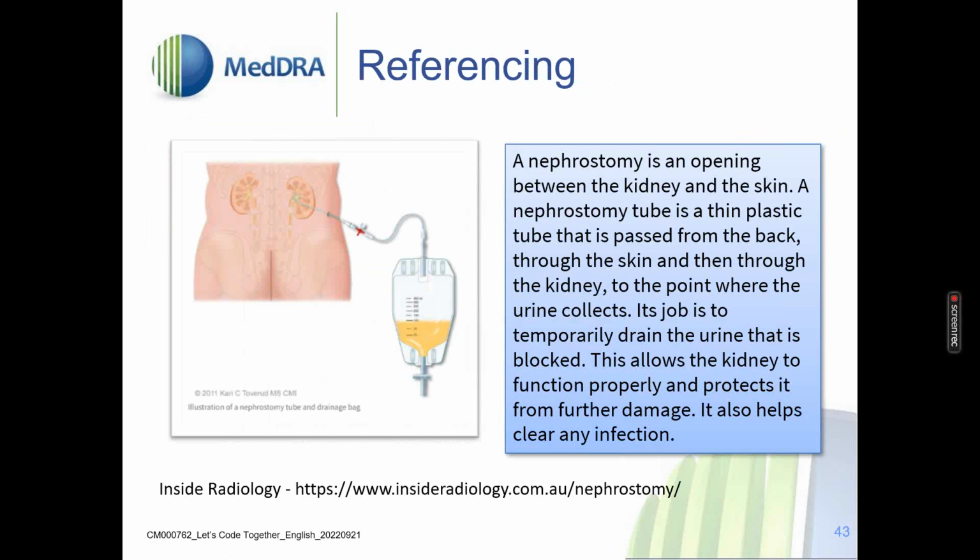So a nephrostomy is an opening between the kidney and the skin. A nephrostomy tube is a thin plastic tube passed from the back through the skin and then through the kidney to the point where the urine collects. That's the renal pelvis. Its job is to temporarily drain the urine that's blocked, allows the kidney to function properly and protects it from further damage or to clear infections. So this is where we took it from on the internet. There's a picture there for you. So that's what it is.